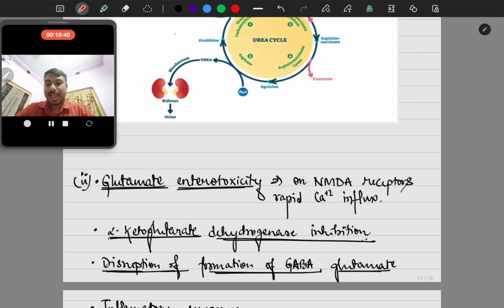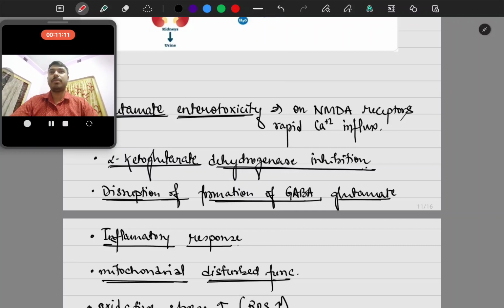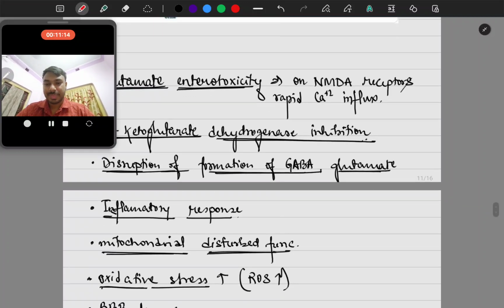Now the second is alpha ketoglutarate dehydrogenase inhibition. This is the main enzyme of the TCA cycle for energy production, and if there is inhibition of this enzyme, no glucose or energy will be formed in the brain, and it will lead to tissue damage. Third is disruption of the formation of GABA, glutamate and other neurotransmitters. GABA and glutamate are very important neurotransmitters in the brain. If they get depleted, it will definitely lead to some kind of alteration in brain action.